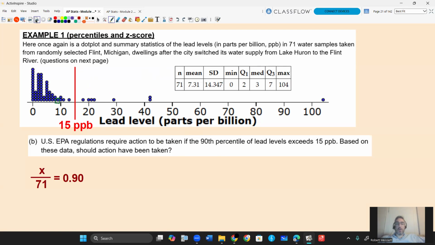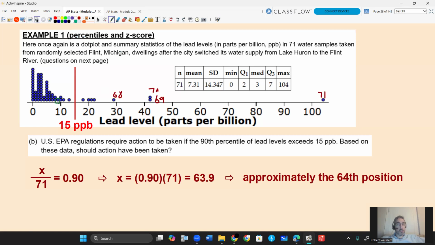We just have to solve the equation. What is the x value? What are we looking for? Now, that x value doesn't tell you the parts per billion, that tells you the position. So x divided by 71, we're going to multiply by 71, and we're going to get 63.9. That's not 63.9 parts per billion. That's not over here. There's no point over here.